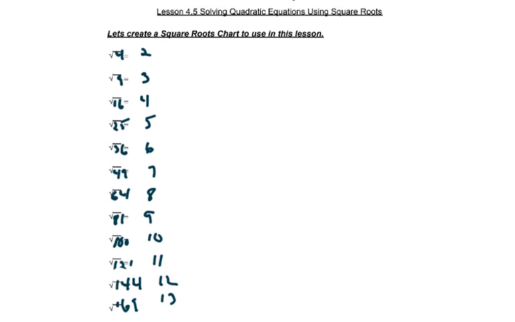108 divided by 16. Does 16 go into 108? It does not. I get a decimal answer. So let's try our next one down. 25. Does 25 go into 108? It does not. I get a decimal answer.